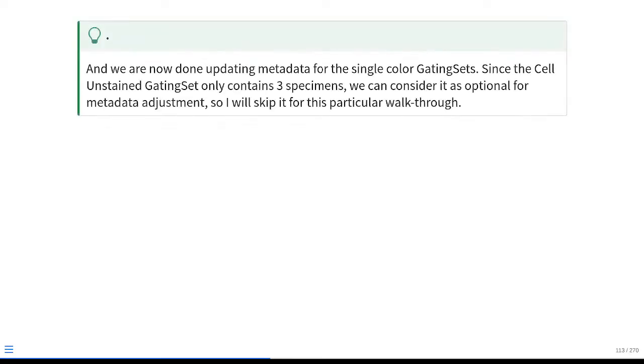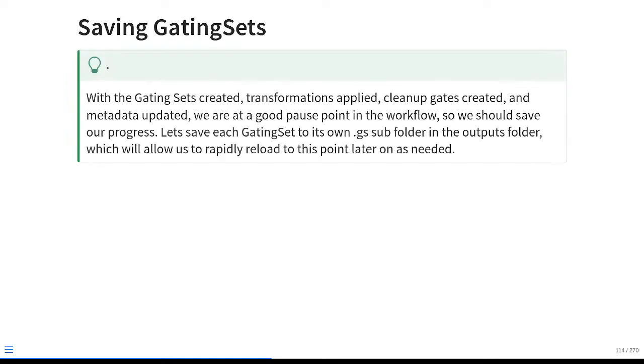And because there's only 3 specimens in our unstained, we could do the same kind of steps to be able to delineate what the condition of the unstained is, what the donor was, but because there's relatively a few of these, we'll just consider this optional for today and skip it for today's walkthrough.